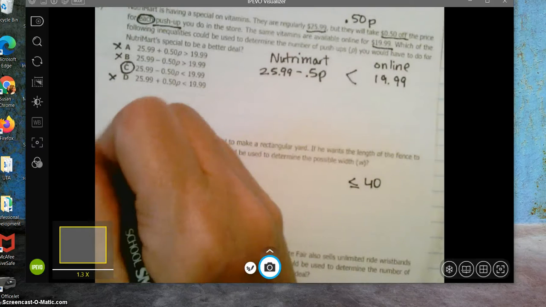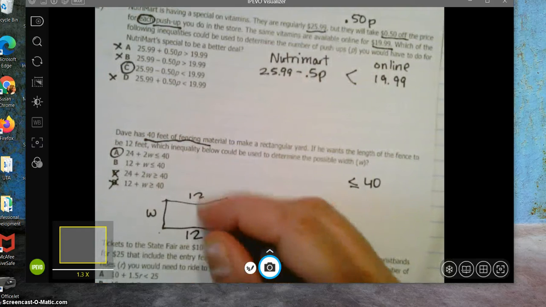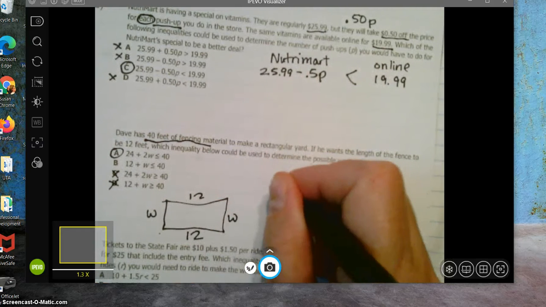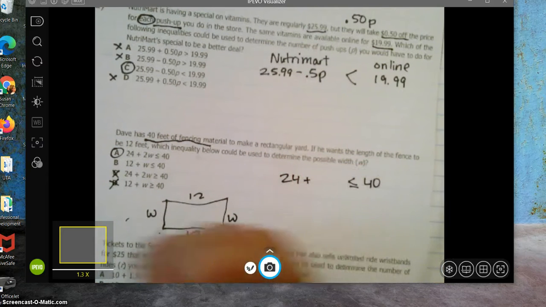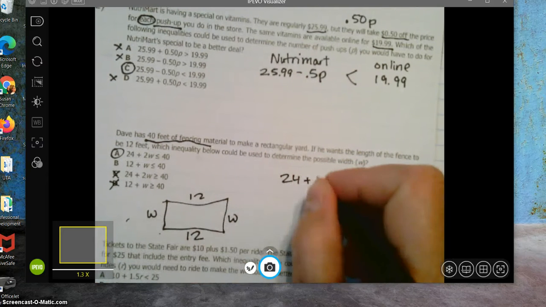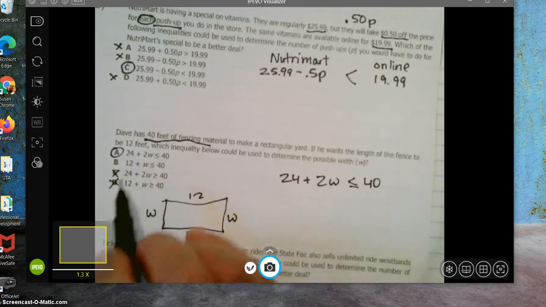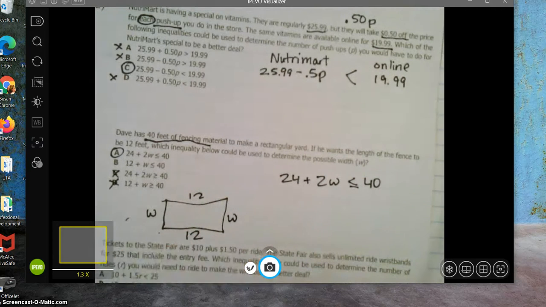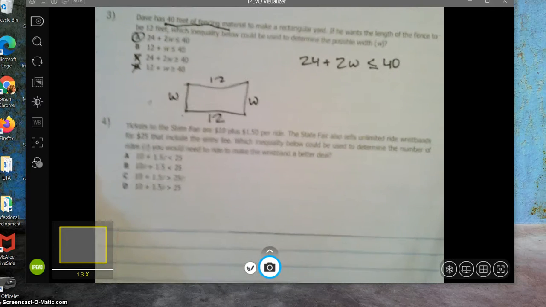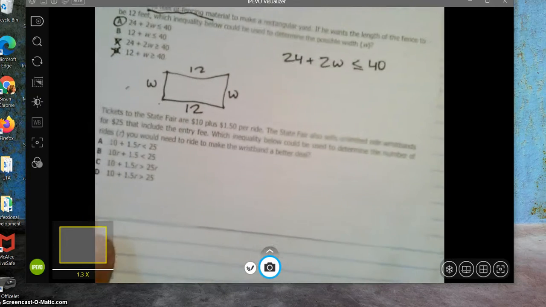Hopefully you can tell that's going to be A. 12 plus 12, 24, plus the other two sides, W plus W, which is 2W. So this one, guys, this is a tricky one, okay? B, I know a lot of people are going to put that one, but I don't want you to put that one, because this is why we draw a picture. Please try to draw a model. It will help you.